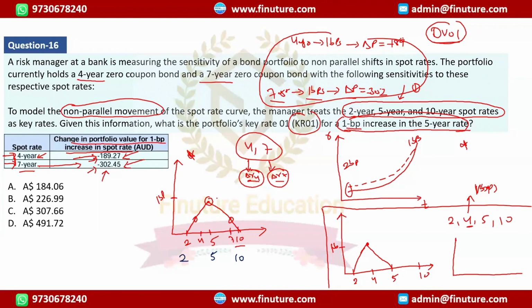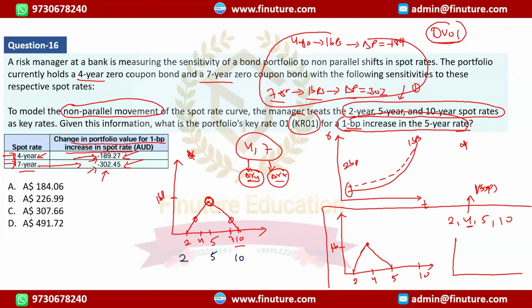See, if I were to write the x and y coordinates of these points, can anyone tell me, very school level maths, what is the x and y coordinate at this point? Back to your school days, the green graph paper, we used to plot coordinates. What is the coordinate at this point? 5 comma something. Which 5 comma what? It's very important. I told you it's a 1 basis point increase.